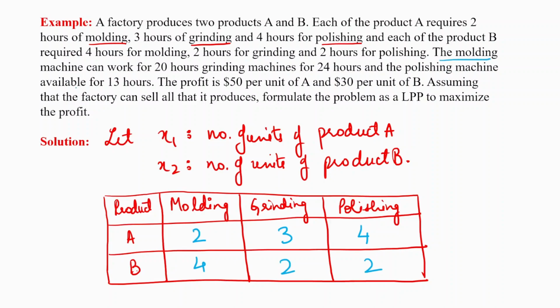Now the molding machine can work for 20 hours. So here the time availability is also given to us in hours. It's 20 hours for molding, for grinding it is 24 hours, and for polishing it is 13 hours. Now the profit is $50 per unit of A and $30 per unit of B. Assuming that the factory can sell all that it produces, formulate the problem as an LPP to maximize the profit.